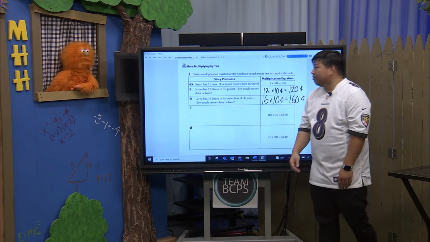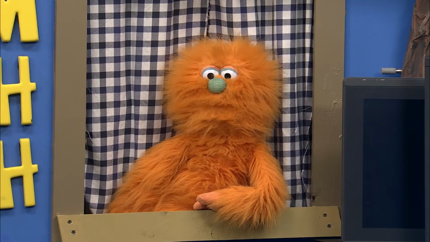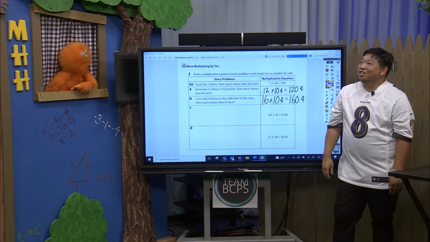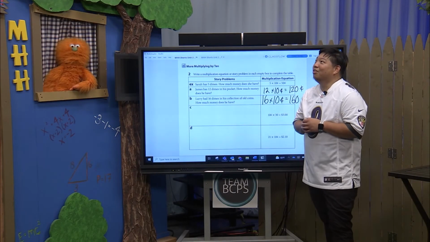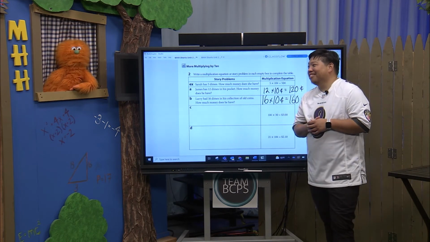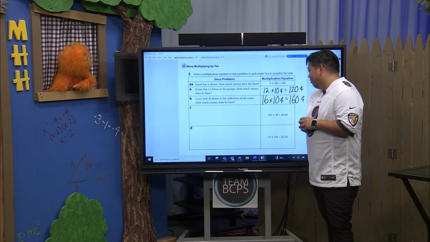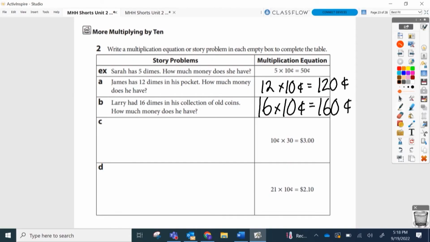All right, how about Max had 30 dimes stuck in his shoe? So if Max had 30 dimes stuck in his shoe, it would probably be hard for you to walk. Yes. So 30 times 10 would be 300 cents or $3.